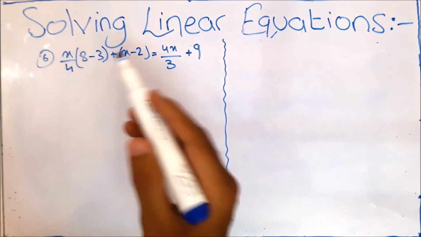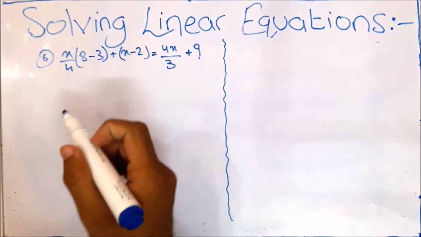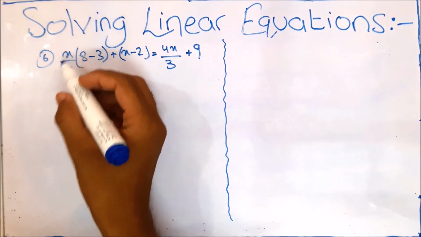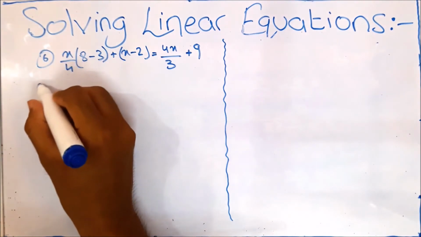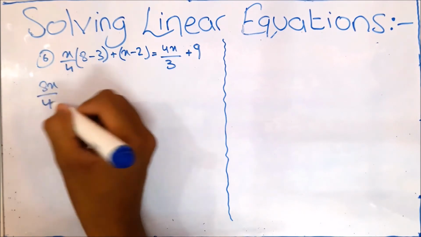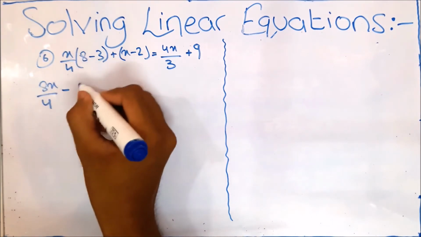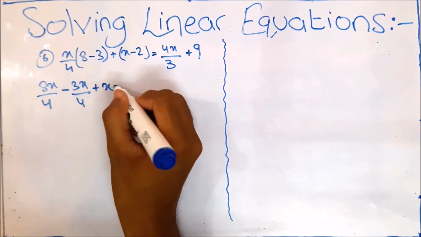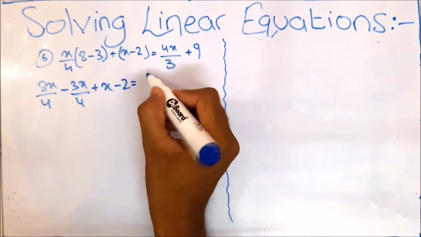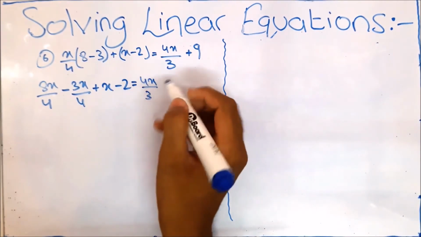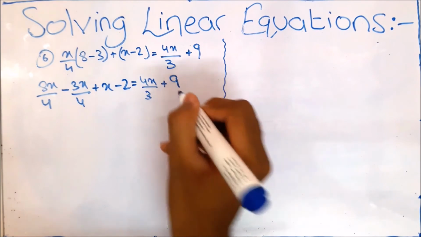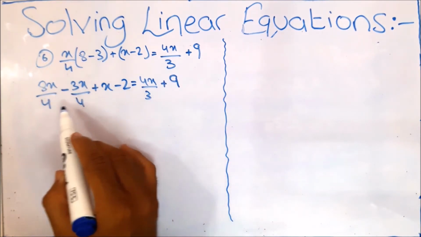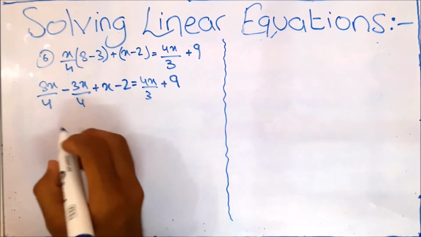Okay, so as we talked about, first of all we have to simplify this expression so that we can clean things up. x over 4 multiplied by 8 is 8x divided by 4 minus 3x divided by 4 plus x minus 2 is equal to 4x over 3 plus 9. Okay, so here we have all the x terms. We can add all these by taking the LCM, which is 4.